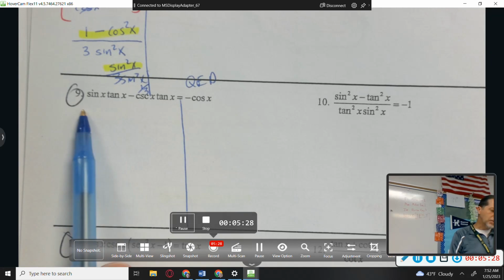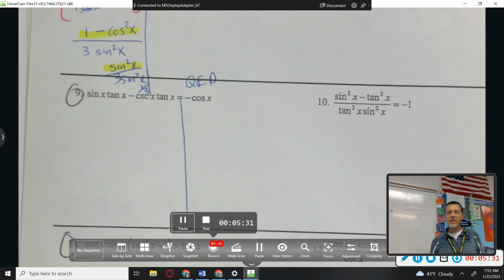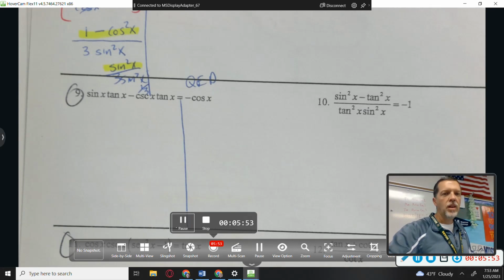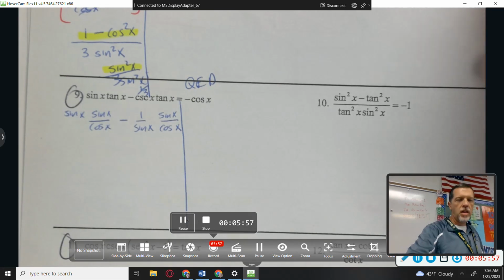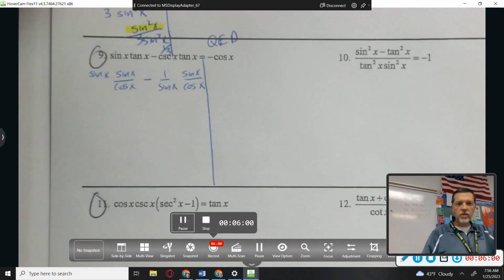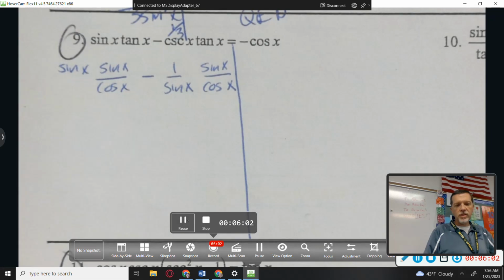So thoughts on number 9? I don't see any Pythagorean stuff yet. I don't see anything that'll cancel just yet. What to do first? This is sort of the fallback thing. If nothing looks like it's going to work, put everything in sine and cosine. So why don't you do that and see how far you can make it with this one. Put it in terms of sine and cosine. Write small and zoom in.